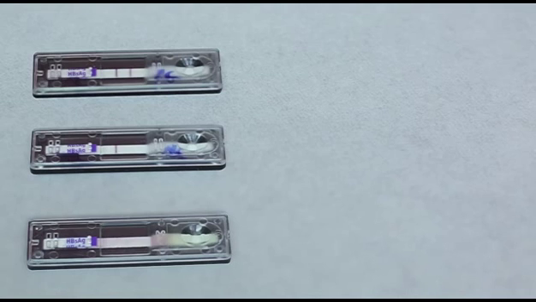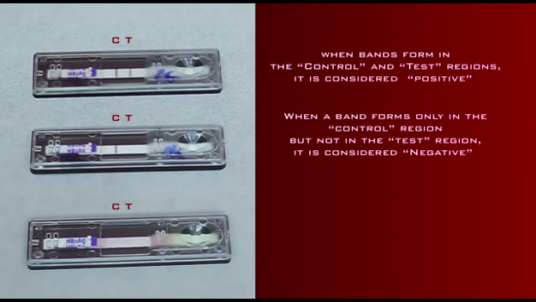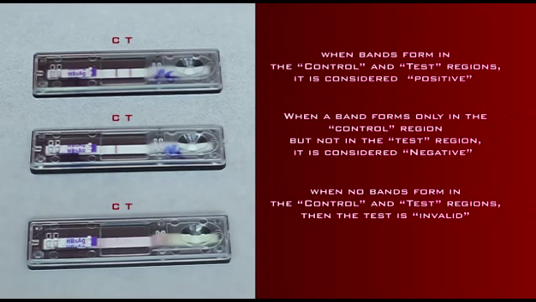In this procedure, when bands form in the control and test regions, it is considered positive. When a band forms only in the control region but not in the test region, it is considered negative. When no bands form in the control and test regions, then the test is invalid. This concludes the screening methods for HIV, hepatitis B and hepatitis C viruses.